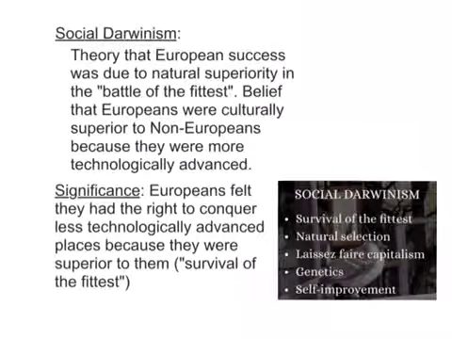Our next key term is social Darwinism. This was the theory that the Europeans' success was due to their natural superiority in the battle of the fittest. So this belief was that Europeans were culturally superior to non-Europeans because they were more technologically advanced. So the significance of this is that Europeans felt that they had the right to conquer less technologically advanced places because they were superior to them in this battle of the fittest. So please make sure you're using this significance, using key terms, or drawing a picture of this in the far right-hand side of your vocabulary chart.